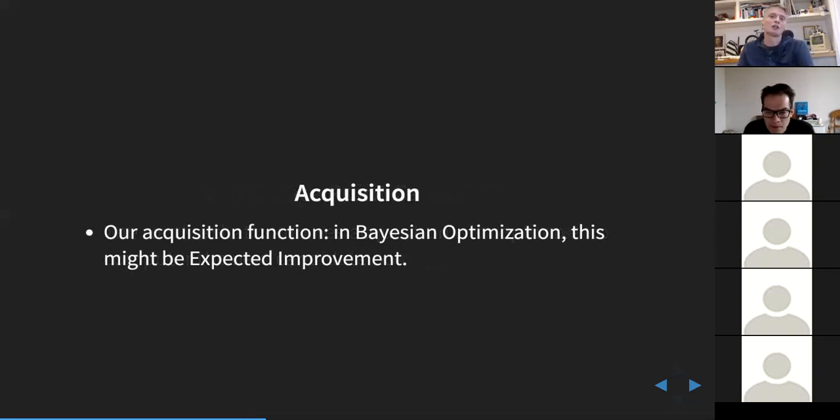The acquisition function in Bayesian optimization, we saw that. We were using expected improvement. There are other acquisition functions that Carl-Henrik also spoke about, and we're going to see a couple more today that we would be using for experimental design.